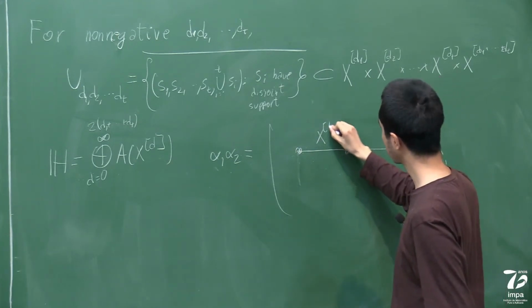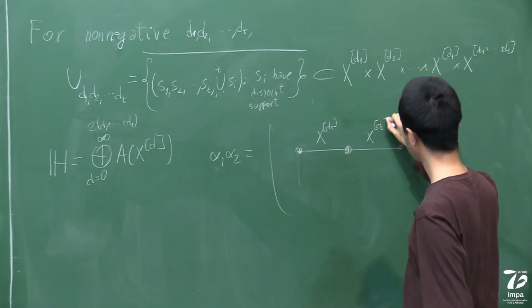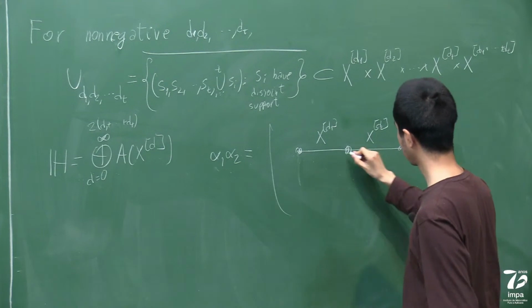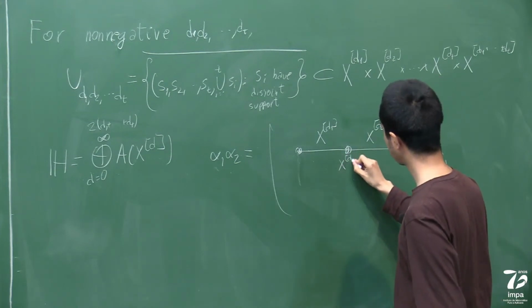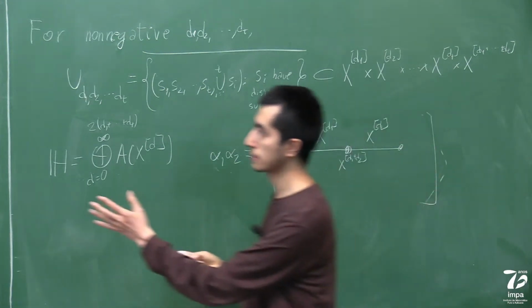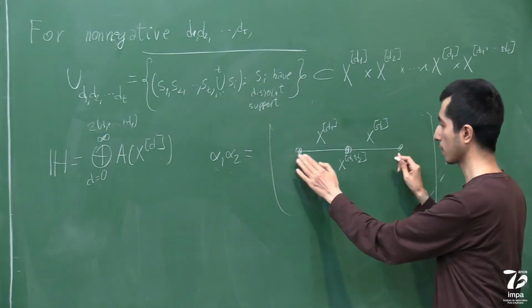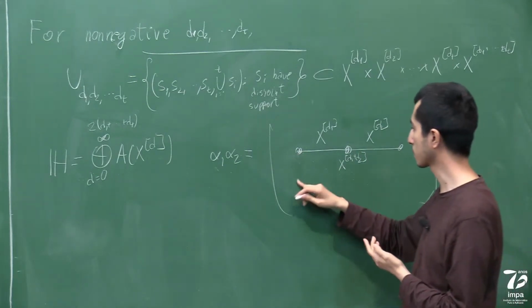X D1, X D2, X D1 plus D2. In order to define a convolution, we need to pick elements in the Chow groups of all those vertices, the domains of all those vertices.